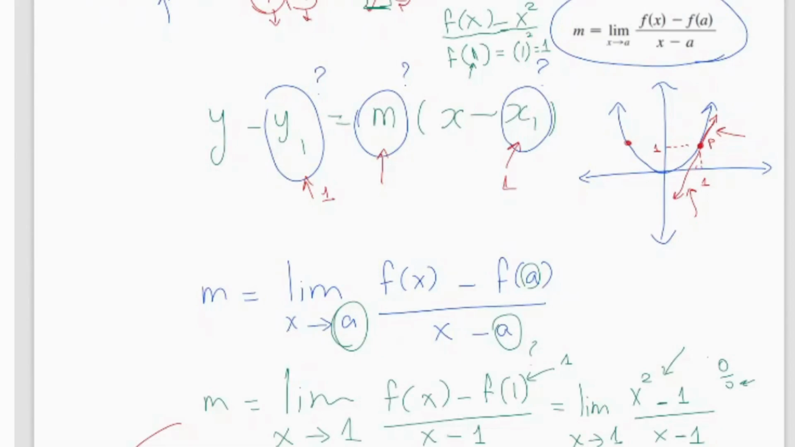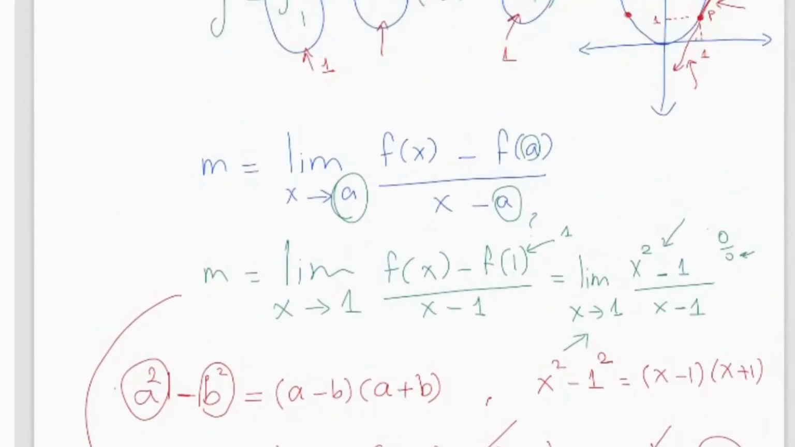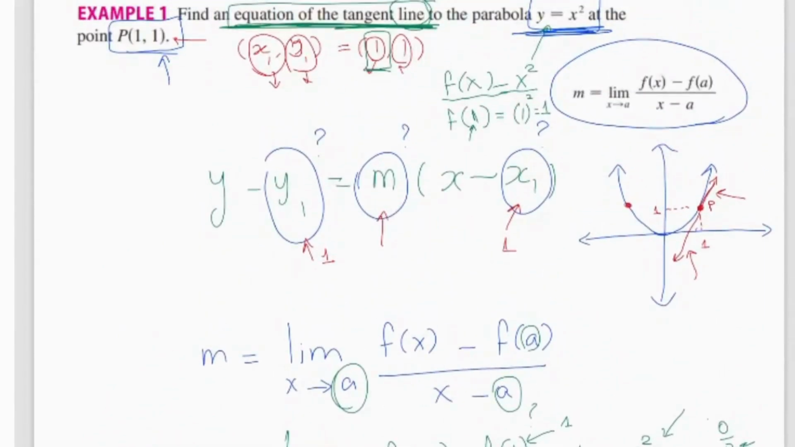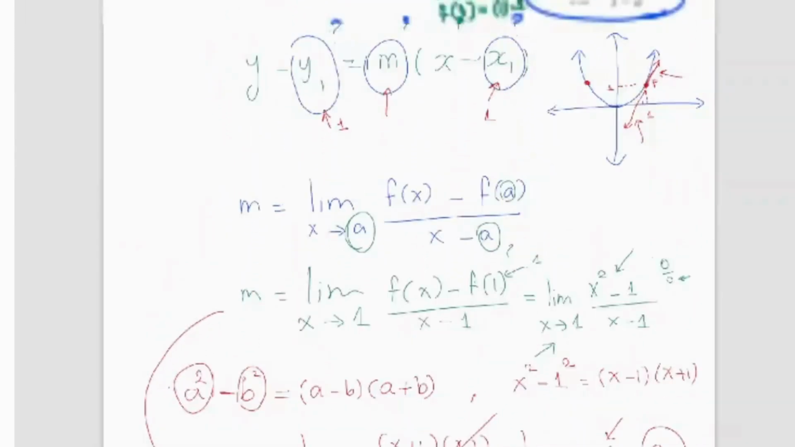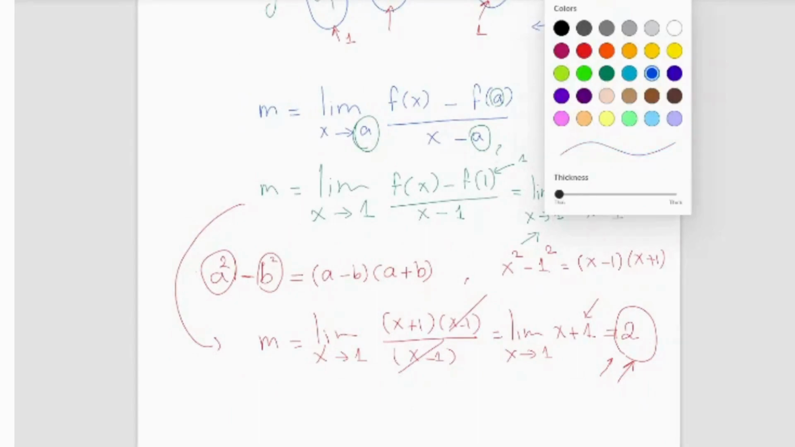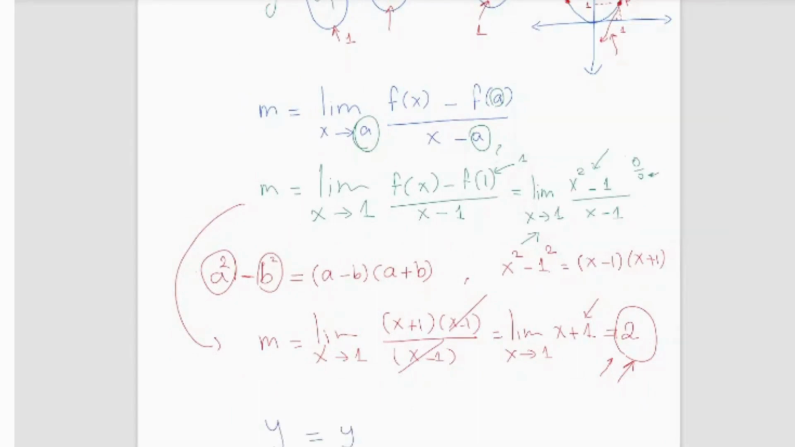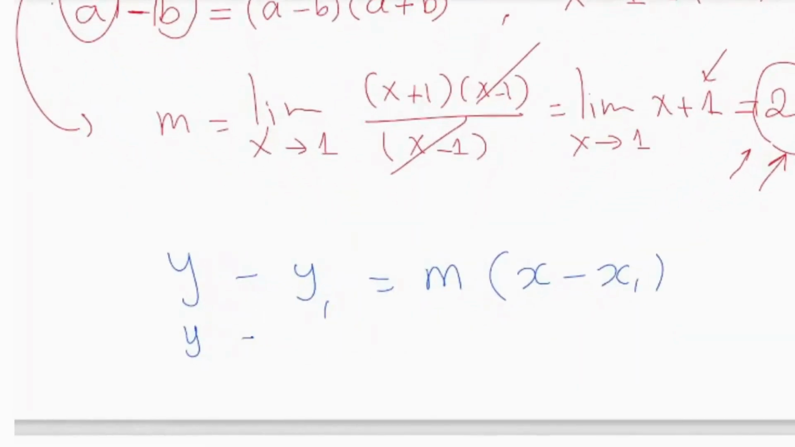It represents the slope of the tangent line at only this point. Because if I choose another point, for sure I'll get another value. But for this specific point, I found that slope. So finally, I'll substitute in that equation: y minus y1 is equal to the slope times x minus x1. I have found that y minus 1 is equal to the slope, which is 2, times x minus 1.